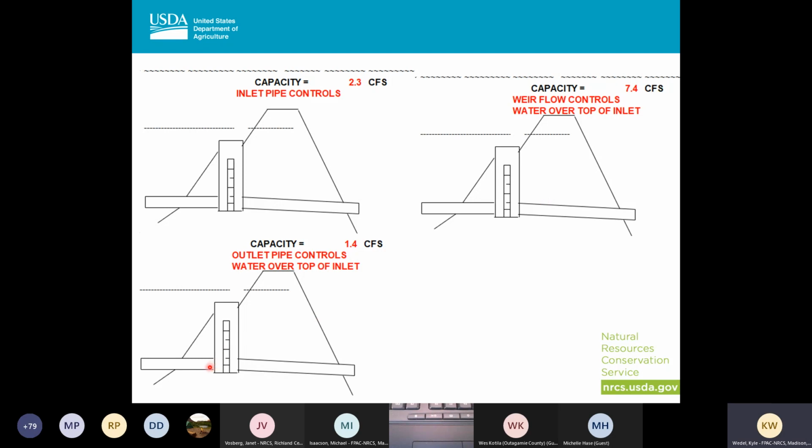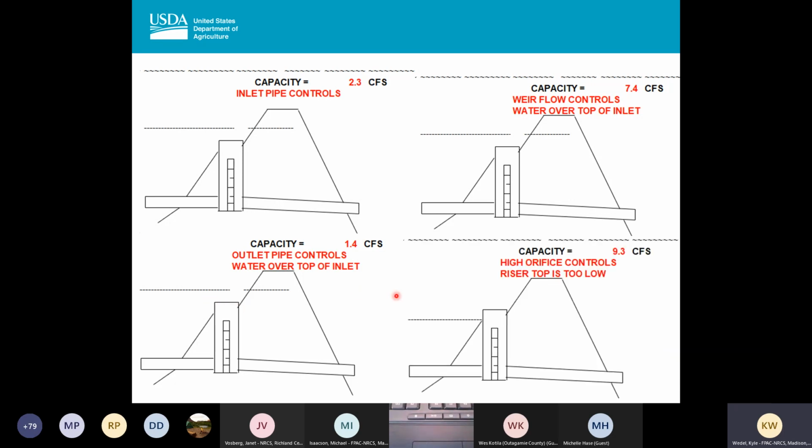Then you come out with your outlet pipe controls. So that's this pipe controls. Again, if you need to adjust anything with your design, you know that your outlet pipe is what's controlling everything, and so this would need to be increased. Again, it tells you that water's going over the top of your inlet. And again, I like to play with this just to make sure that I don't have this oversized as well.